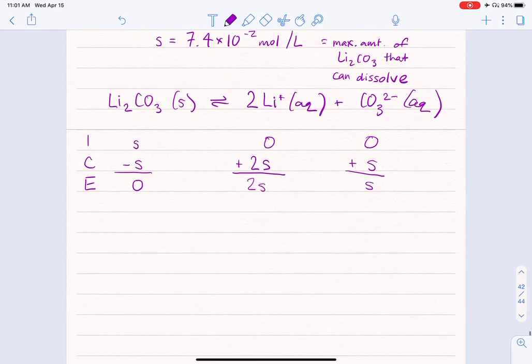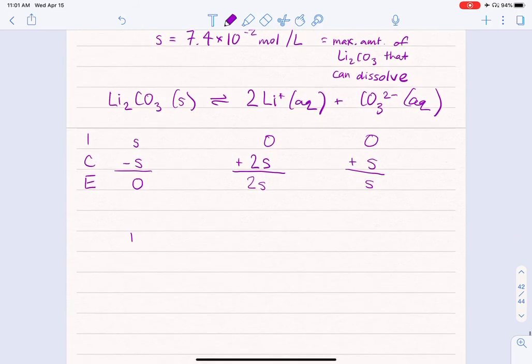So now let's use that reaction to write an expression for KSP. Just looking at this reaction, KSP is going to be equal to the concentration of the lithium ion squared times the concentration of the carbonate anion. And since this is an equilibrium expression, I can plug my equilibrium values into this expression for KSP.